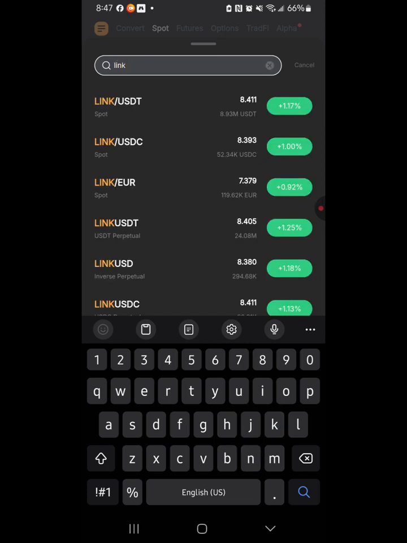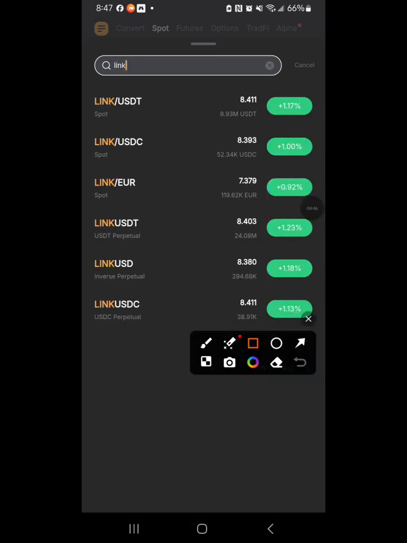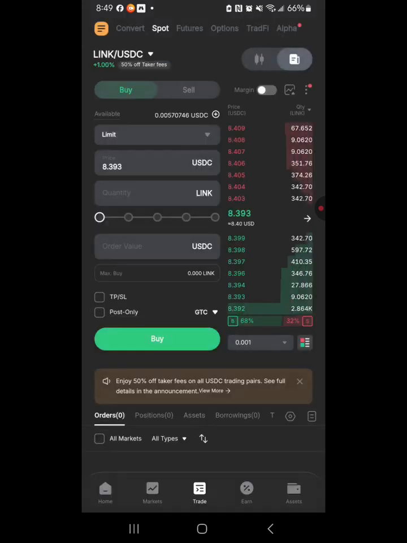And as you can see, I think Link... This is crazy. Link is at 8411. Meanwhile, the other one is at 8393. That's so huge. So as an arbitrage trader, all you're going to be doing right now is to buy it on USDC, the Link USDC, and then sell it on the Link USDT and retain your easy profit. The strategy says buy on Link USDC and sell on Link USDT. So that's what I'm going to be doing right now.